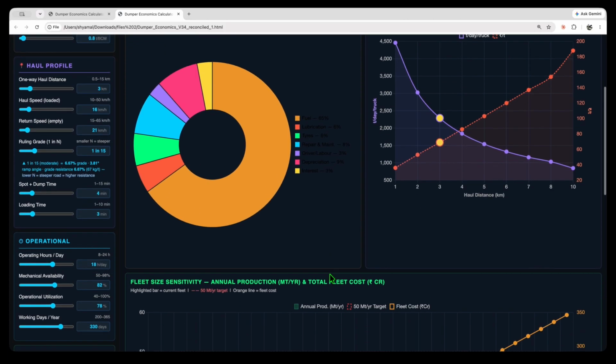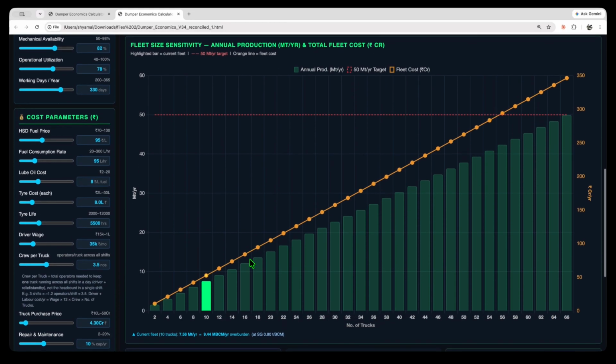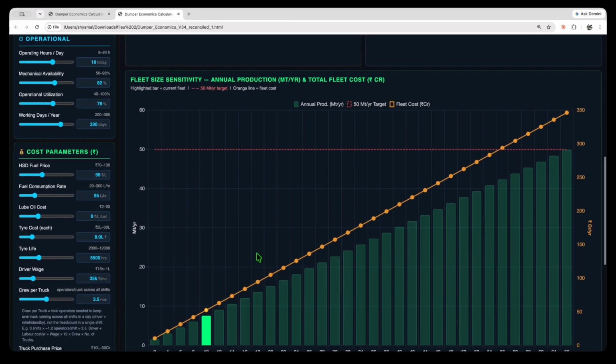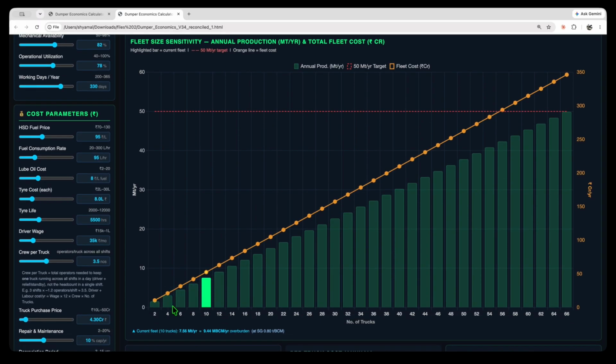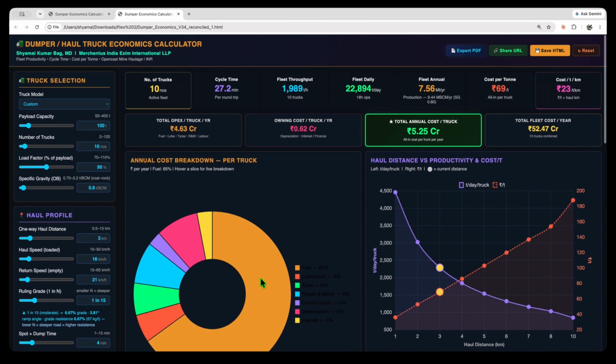Then I am coming to a very important chart, that is fleet size sensitivity. This shows annual production in million ton per year and total fleet cost. Now we have selected 10 trucks, so it is coming here, and if I put the cursor, it is showing 7.56 million ton per year and 9.44, that is if I convert it into bank cubic meter, then it is converted into that. So this also you can see, 7.56 million ton.